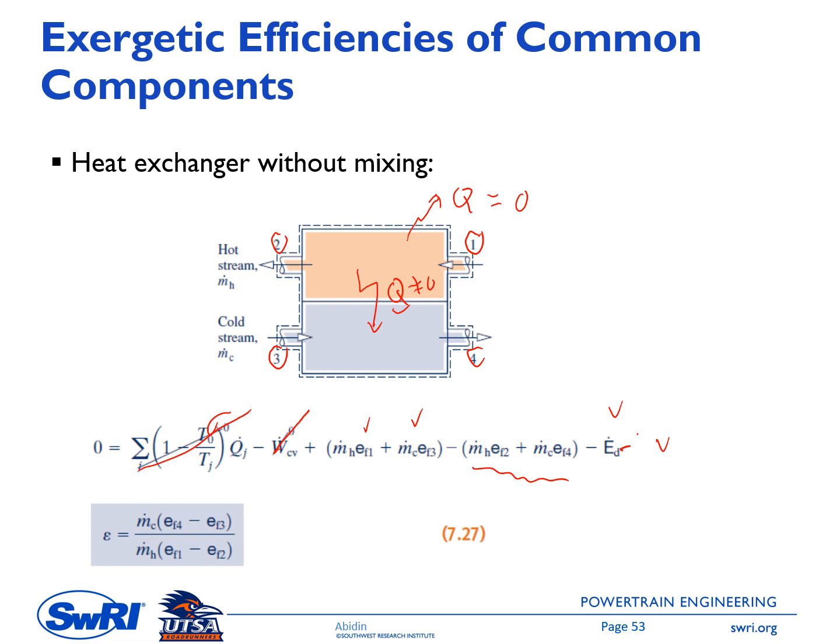So back again to the exergetic efficiency formula, equation 7.27: the exergetic efficiency of this heat exchanger without mixing is the increase of the exergy flow in the cold stream over the reduction of the exergy flow in the hot stream. In this case we want to make every number positive, so in the numerator we have the exergy flow at point 4 minus the one at point 3, which is positive, over the mass flow times the exergy flow entering the system at point 1 minus the exergy flow leaving the system at point 2 in the hot stream side.